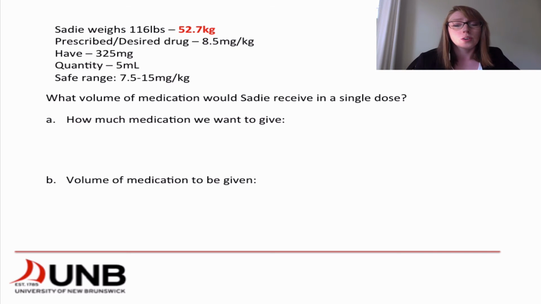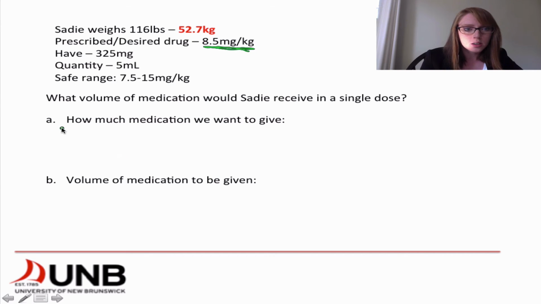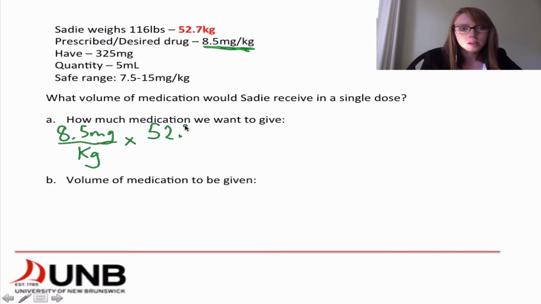So we have to start off with figuring out how much medication we want to give first. So we are going to say, because we know that it's 8.5 milligrams per kilogram, that's how much she's going to be getting. So we can write this out, 8.5 milligrams per kilogram. Like I said, if it helps you to write it out this way so you can cancel out your units, it's a great way to do it. And we know that she weighs 52.7 kilograms. So when we do this math, we see that we are going to be giving 447.95 milligrams.